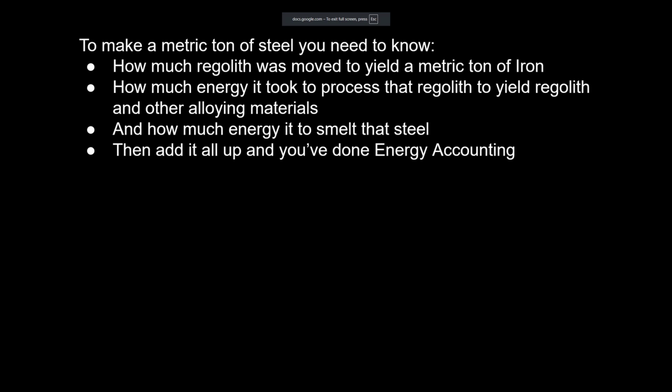Say you want to make a metric ton of steel. You'd need to see how much energy it took to move the necessary amount of regolith to yield a metric ton of iron from regolith, the amount of energy needed to refine that amount of regolith, the amount of energy needed to get the other alloy metals, and finally the energy needed to smelt that iron into steel, and the energy spent to send that metric ton somewhere, giving us the total cost. That is energy accounting, the total amount of energy spent on something.